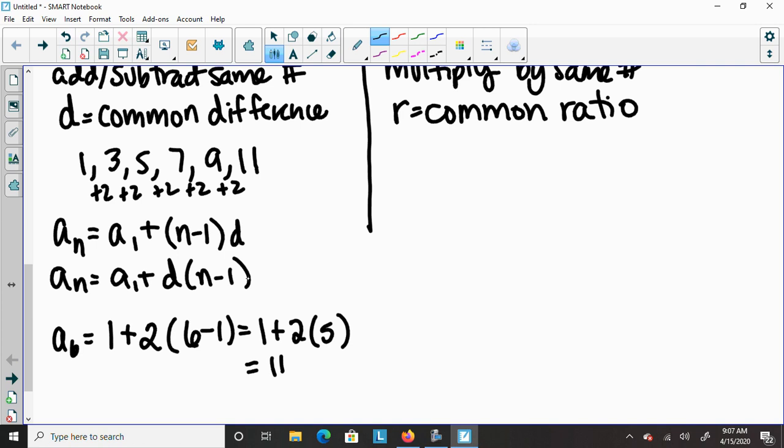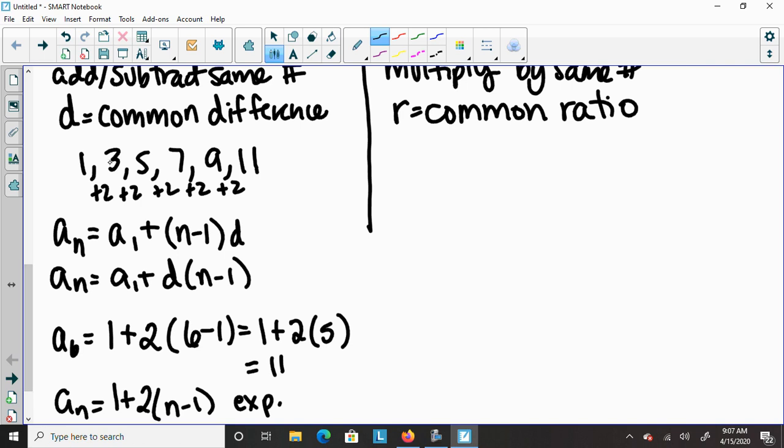If you're just asked to write the equation out, you're obviously not going to plug in anything for the n here and here. You just plug in the first term and the common difference. So the general explicit formula for this particular problem is a sub n equals 1 plus 2 times n minus 1. Okay. We can also do recursive with this. So this one was explicit.